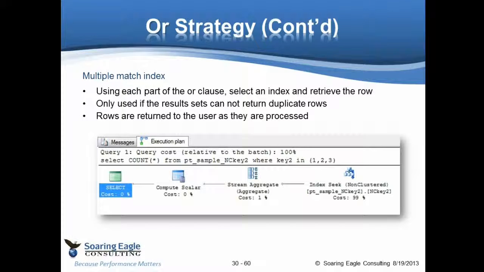The next type of OR strategy is the multiple match index. The multiple match index occurs when we know that we can't get duplicate rows back. Bring me back all the rows where the key is in 1, 2, and 3. Well, I know if the key is 1, it can't be 2. If it's 2, it can't be 3. This allows me to run in parallel very smoothly, but also allows me to not have to avoid the duplicate. So what we're seeing here is this stream aggregate. The aggregate is the count, but we're using an index seek to bring all the data back.